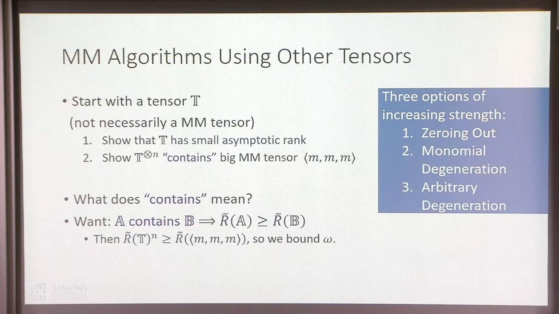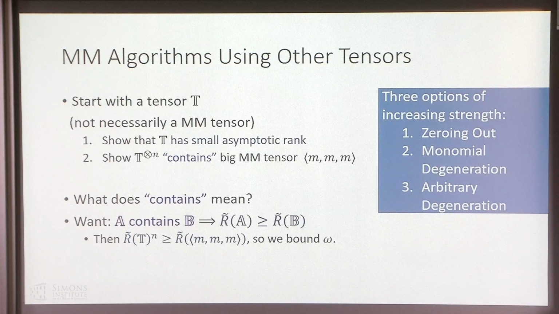Okay, and now we get to this containment notion. We define 3 different options of increasing strengths. The first one, which I'll define on the next slide, is zeroing out. The second one we call monomial degeneration. The third one is just degeneration, arbitrary degeneration. And each is subsumed by the one below it.